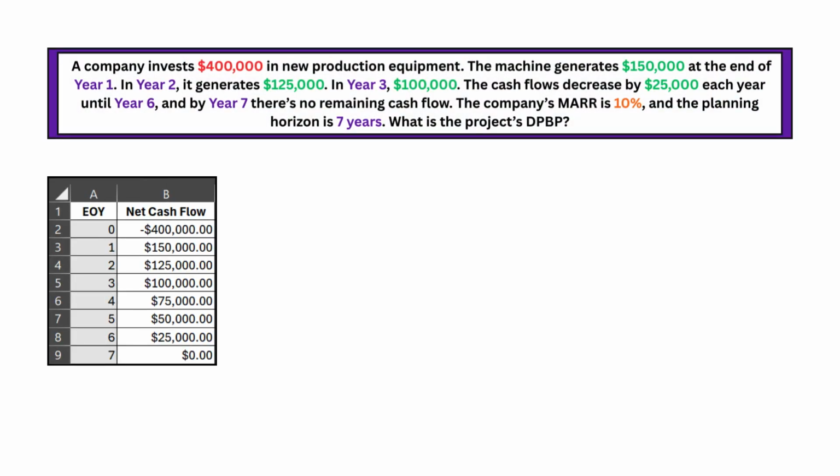Let's walk through an example. Imagine a company invests $400,000 in new production equipment. The machine generates $150,000 at the end of year 1. In year 2, it generates $125,000. In year 3, $100,000. The cash flows decrease by $25,000 each year until year 6, and by year 7, there's no remaining cash flow. The company's MARR is 10%, and the planning horizon is 7 years. What is the project's DPBP?